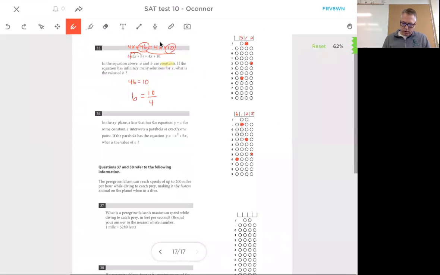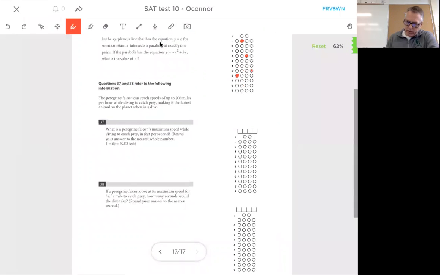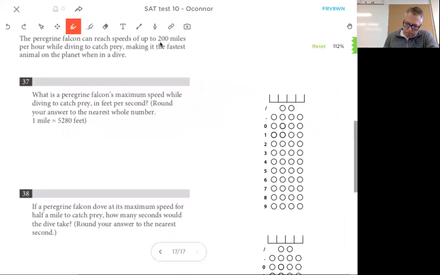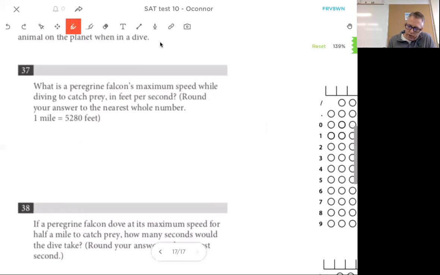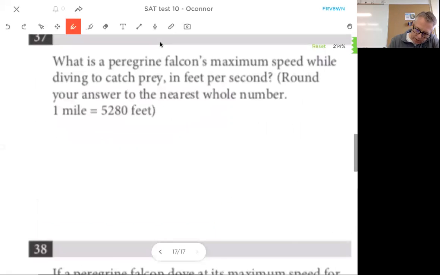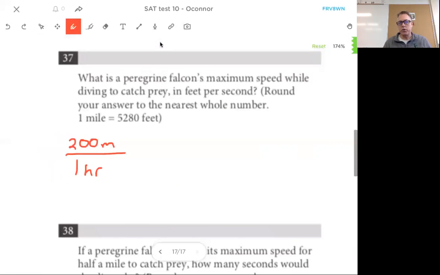2 more. And then we are done with our math portion of the SAT. So this is one of those questions where we have a couple of questions related. It says the peregrine falcon, I think I'm pronouncing that right, can reach speeds up to 200 miles per hour to catch its prey. So for problem 37, we want to change it from miles per hour into feet per second. So we have 200 miles in 1 hour, and I need to change that into feet per second.